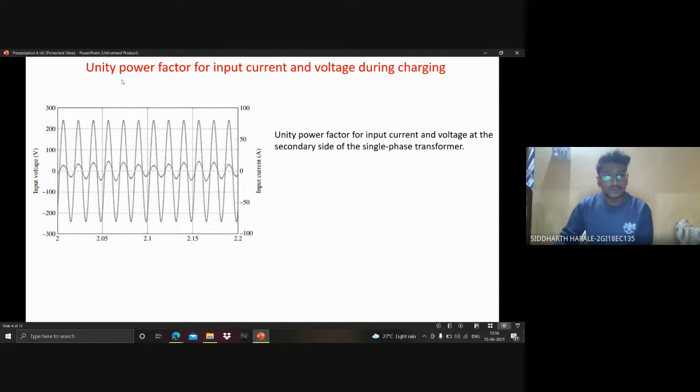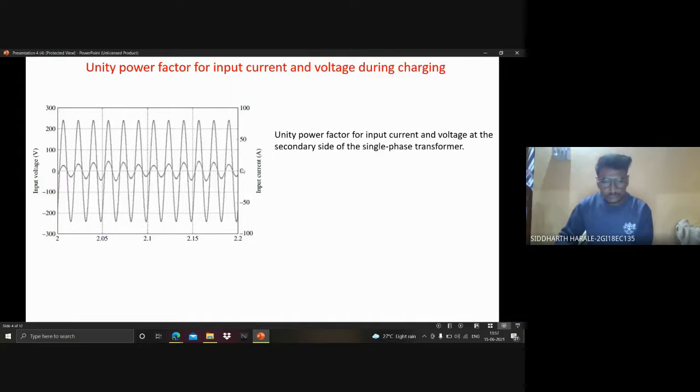And here is the unity power factor for input current and voltage during the charging. This is the graph of input voltage versus time, and here the reference input current. For this graph, the AC DC converters are connected to the distribution systems to draw unity power factor. The input voltage is 240 volts RMS, and the reference current is generated using the phase lock loop block. And here is the unity power factor for input current and voltage at the secondary side of the single phase transformer.